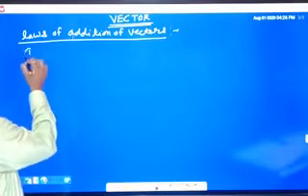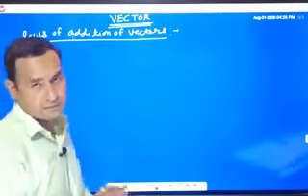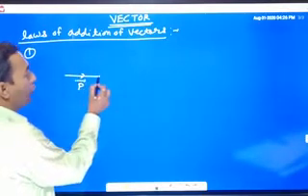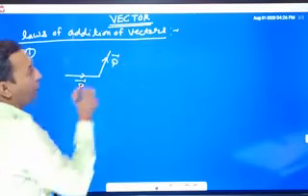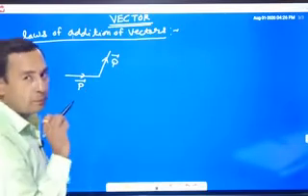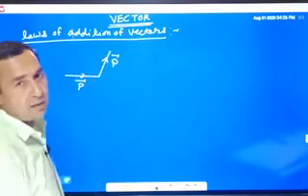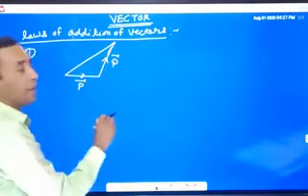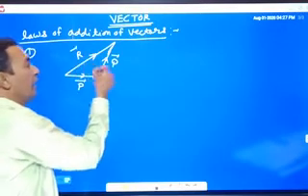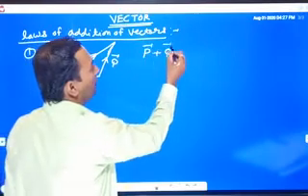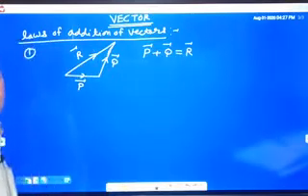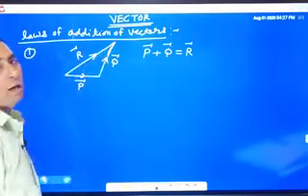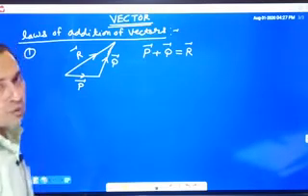The first law of vector addition is the triangle law of vector addition. What is this law? If two vectors are represented by two sides of a triangle in the same order, then the third side of that triangle in opposite order shows the addition of the given two vectors. Here you remember that P and Q are in the same order and R is in opposite order. So P vector plus Q vector equals R vector.